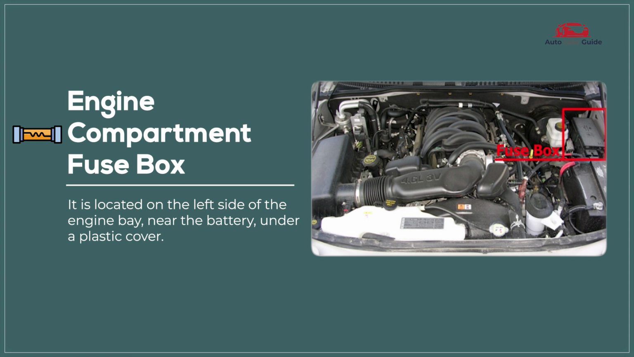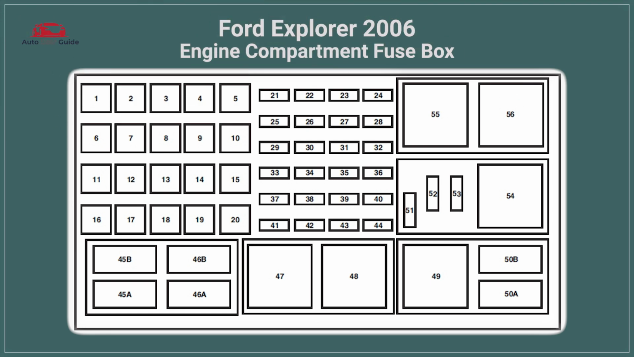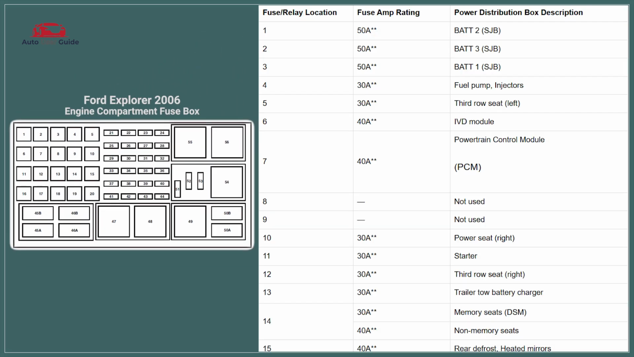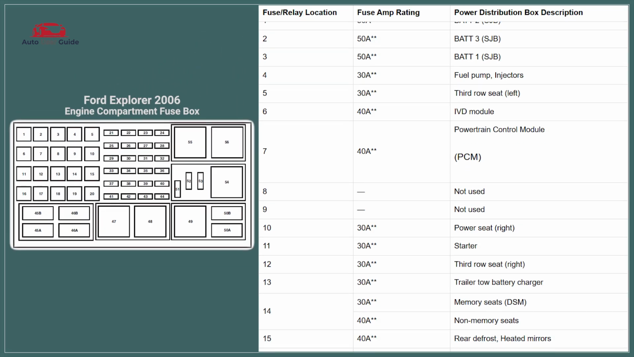Engine compartment fuse box. The engine compartment fuse box in a 2006 Ford Explorer protects and distributes power to critical engine-related systems like the ignition, fuel pump, cooling fan, and ABS.